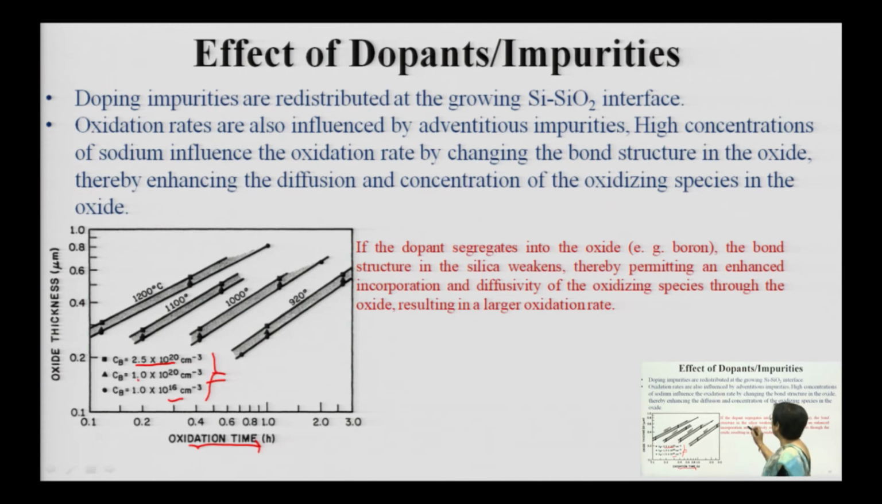If the dopant segregates into the oxide, the bond structure in the silica weakens. I told you borosilicate formation is happening, and the incorporation or diffusivity of the oxidizing species is enhanced, and because of that the rate of oxidation increases.